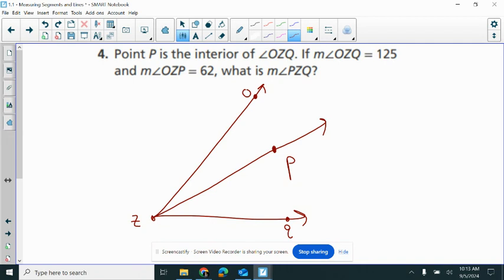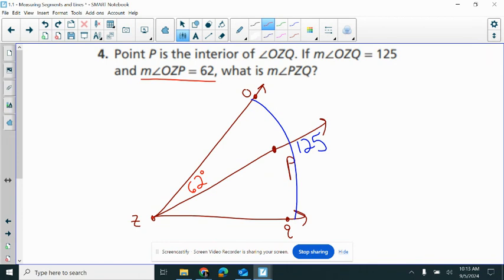After that, you want to add the numbers to the picture. It tells me that OZQ, which is the entire thing, both angles together, is 125. So the way I'm going to represent that on my picture is I'm going to draw a big arc near the outside to show that those two angles together are 125. The next piece of information they tell me is that OZP is 62. If I follow the letters O to Z to P, that is the top angle. If it's a single angle, I'm going to just add that number inside, near the center of the angle.